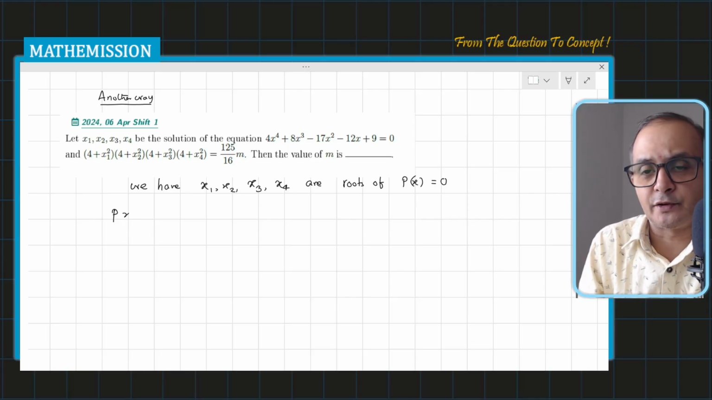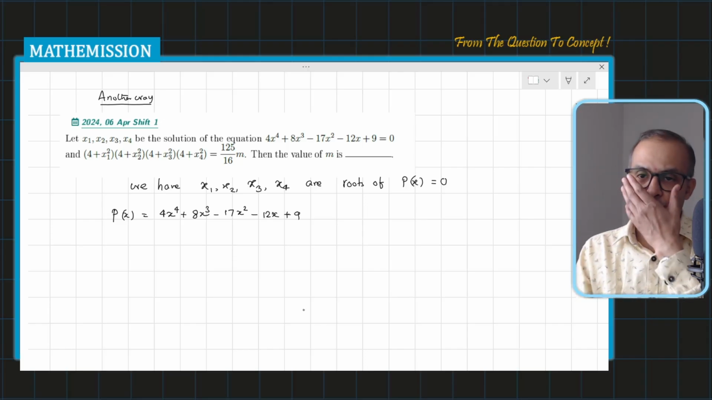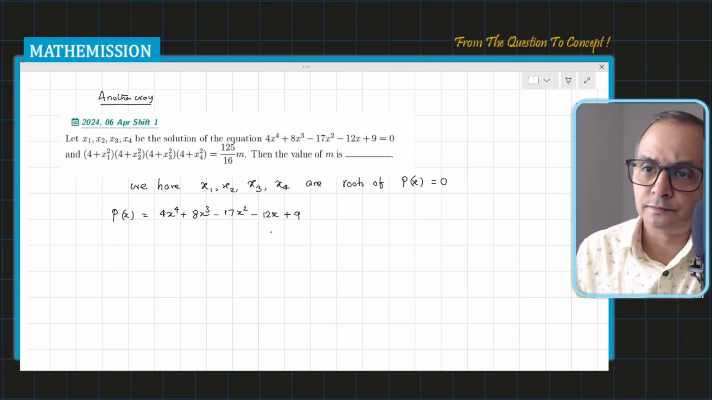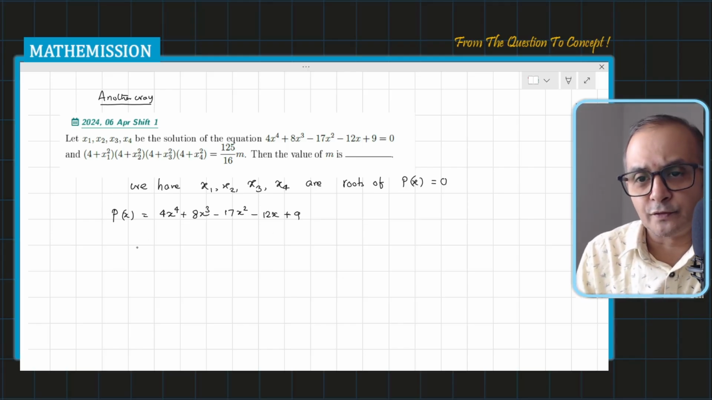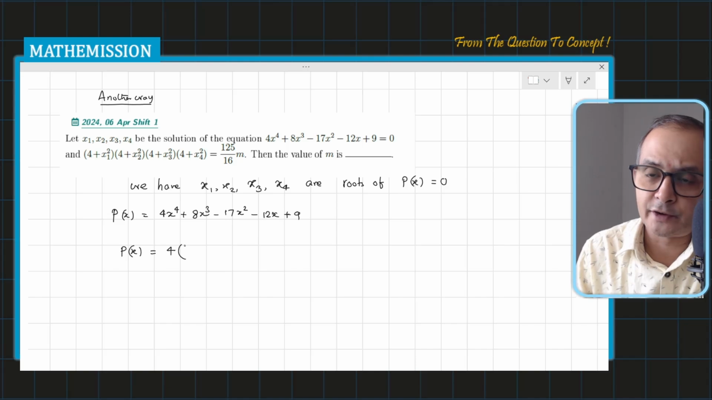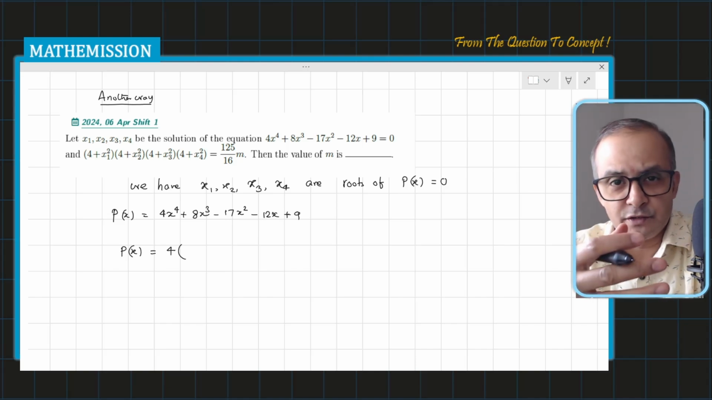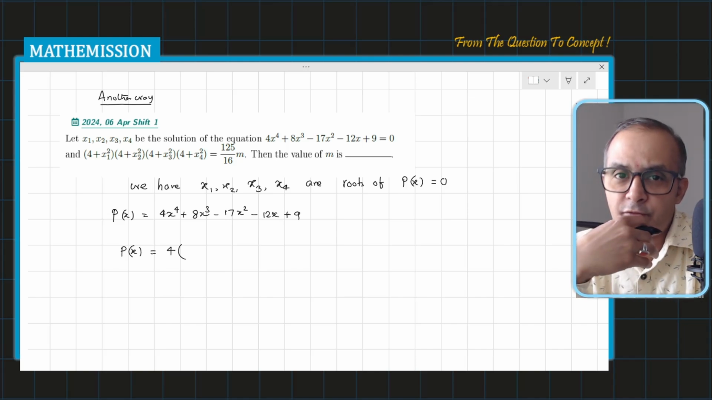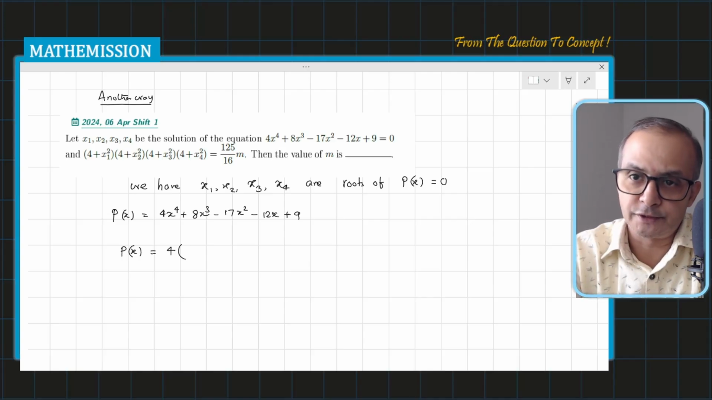So our P(x), let me write it, is 4x to the power 4 plus 8x cubed minus 17x square minus 12x plus 9, which is equal to 9 actually. So if these are the roots of this, we can also write P(x) in this way. The leading coefficient is 4. I can write this polynomial expression in the form of the factors of all the roots.